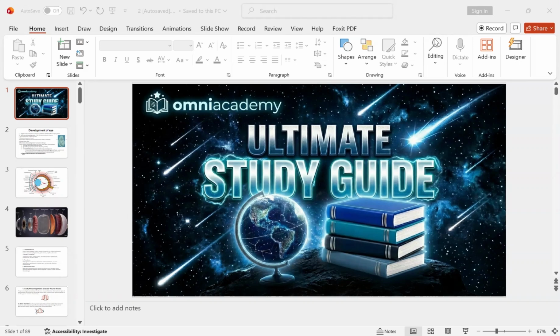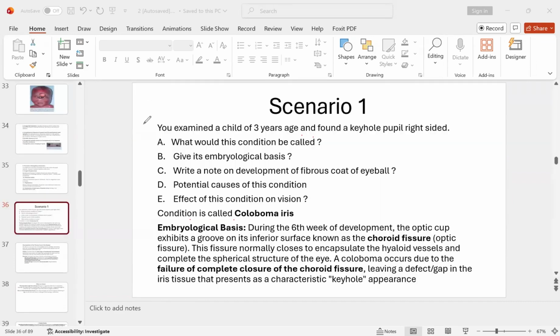In the last lecture, we studied the congenital anomalies of the eye, and in today's lecture, we will be discussing a clinical scenario. So, let's start today's lecture. The scenario is you examined a child of 3 years age and found a keyhole pupil, right sided. So the first question is, what would this condition be called? The answer is that it is called Coloboma Iris.